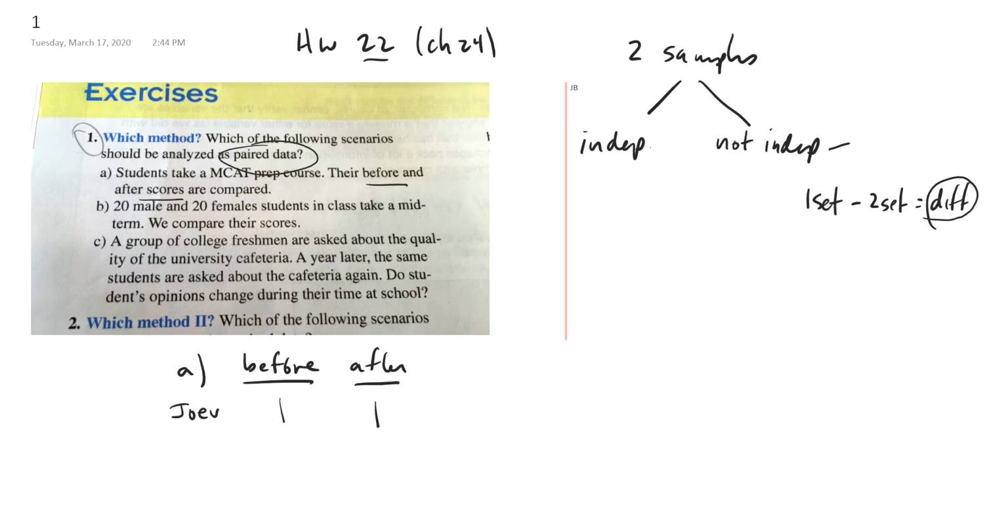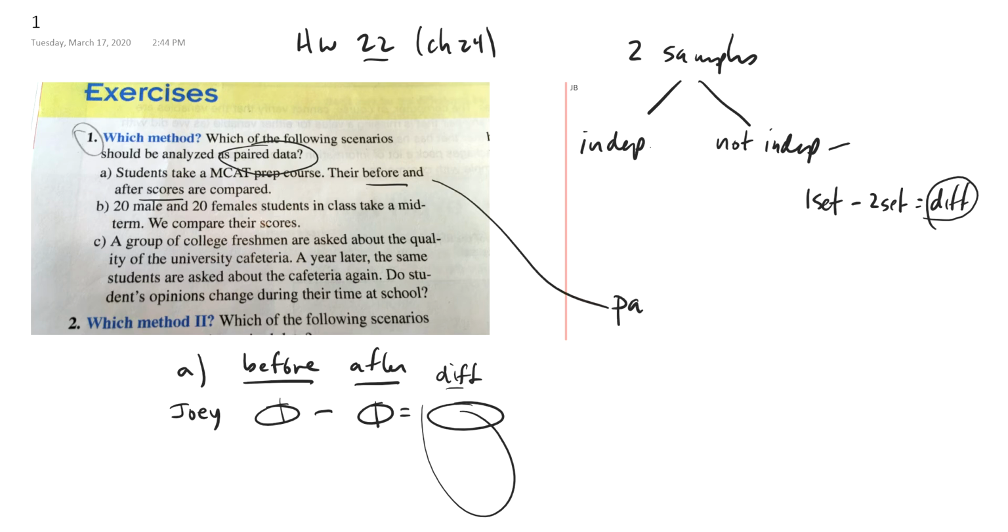If little Joey took it, his after score is going to be related to his before score. If the before score is higher, the after score is going to be higher, and so forth, potentially. So I can't do a two sample test on this data. I would want to do the before minus the after and get some new number, which would be the difference, and I could do a one sample test on that. So for A, I would do a paired test, because it's paired data.